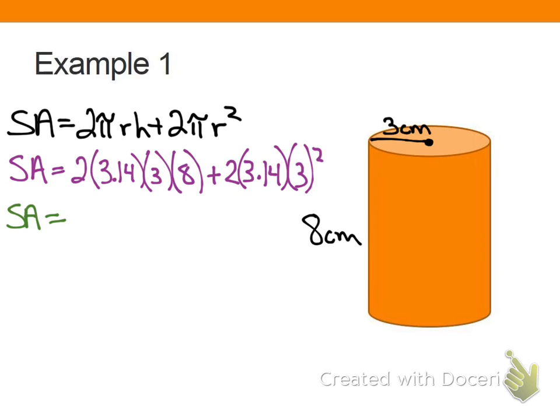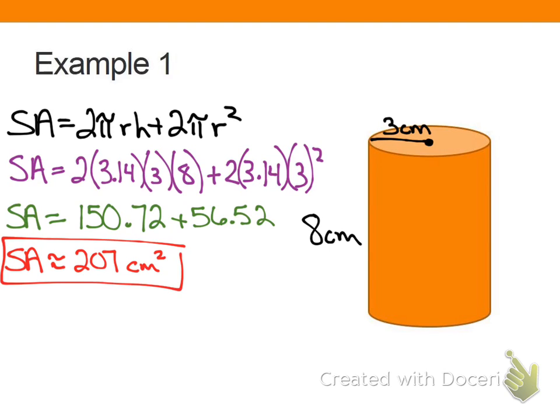When we simplify, what did you get? SA equals... Okay, so you went ahead and added them together. It should have been 150.72 plus 56.52. Remember, this step is optional. You don't necessarily have to show it, but it's a good idea. And then we round it to the nearest whole number.